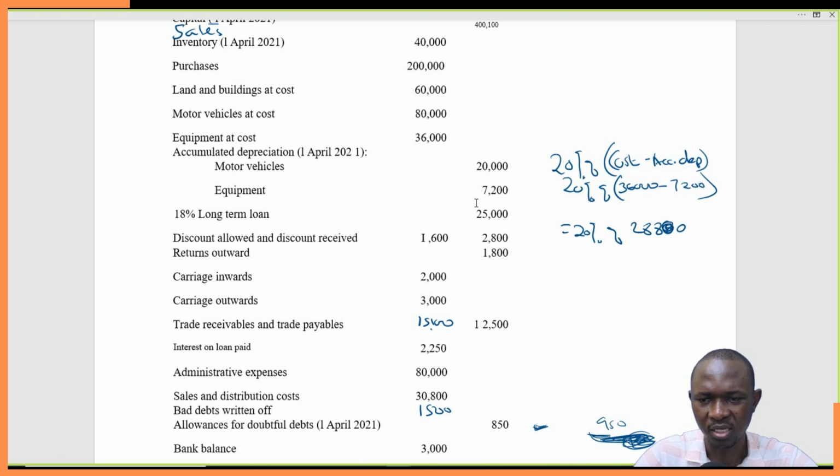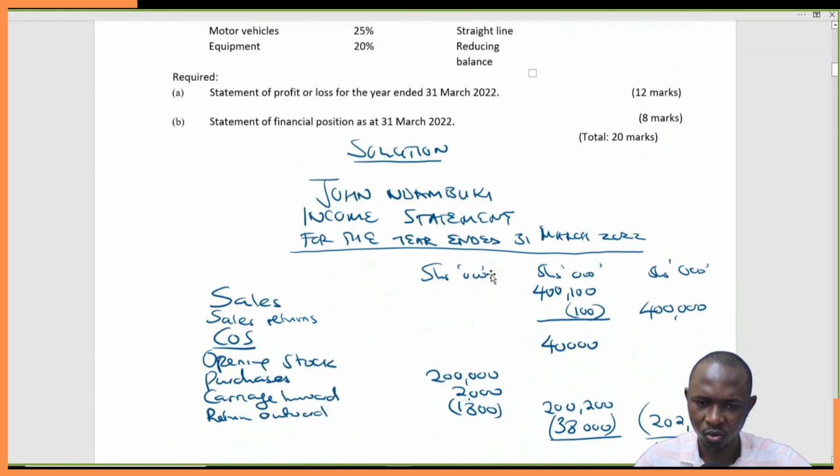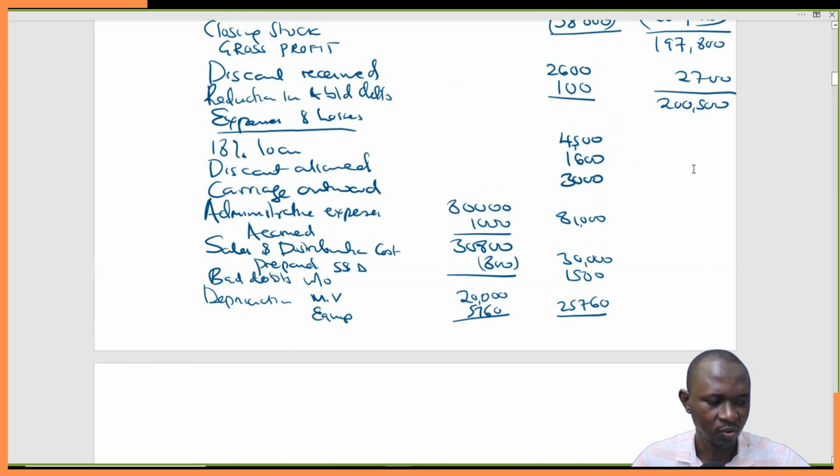28,800, like that. And 20% of that is 5,760. So 5,760 will be our depreciation for equipment, and this totals up to 25,760. So if there's nothing else, as we have checked, we add all the totals.